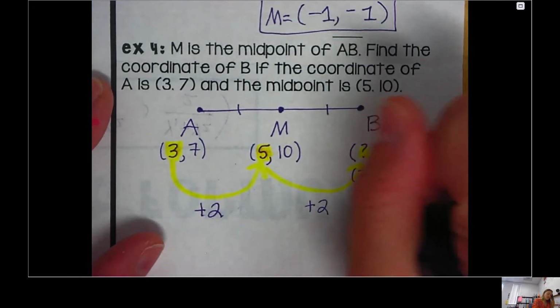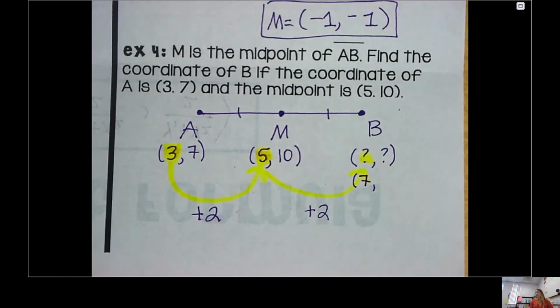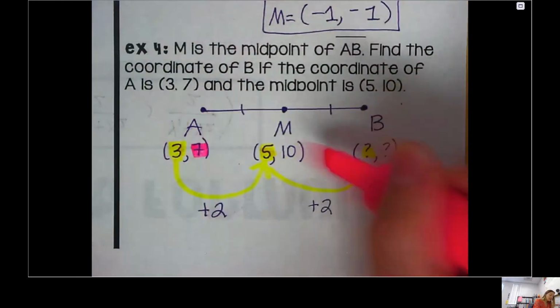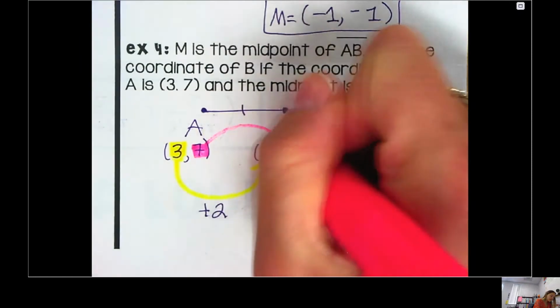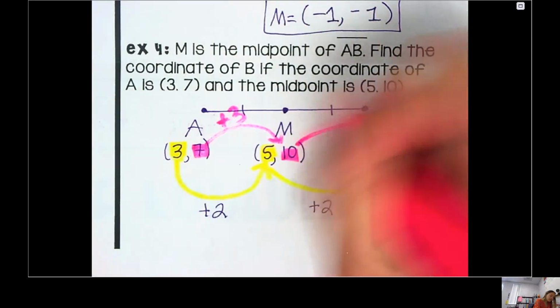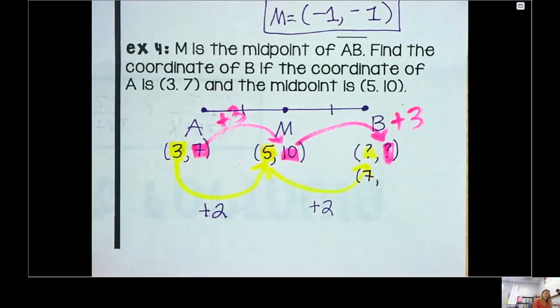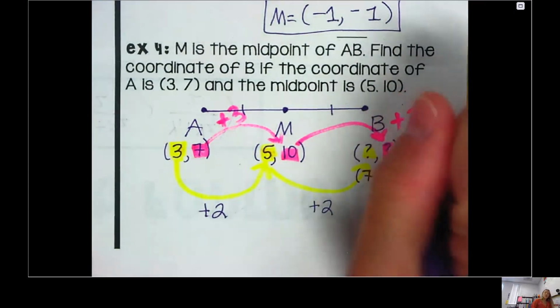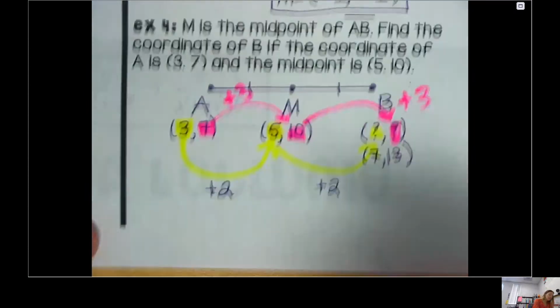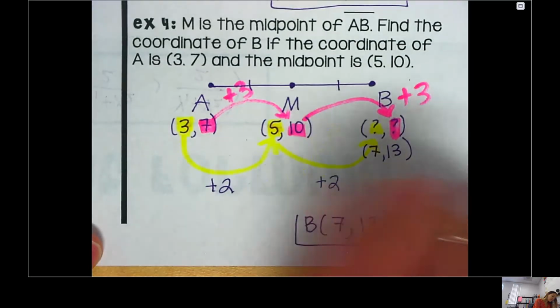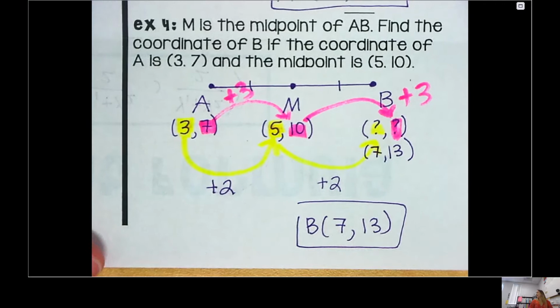7. Okay, you've got your X coordinate. Now you just need your Y coordinate. You better do the same thing. Good. To get from 7 to 10, we add 3. That means, yep, add 3 to get over here. And so you get 13. So your coordinates for point B is 7, 13. And you're done. That was it.